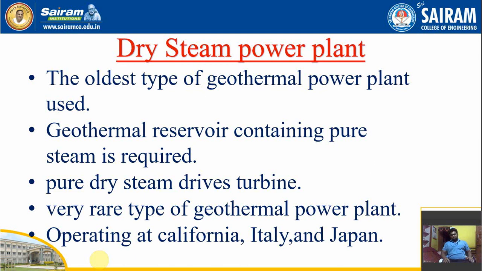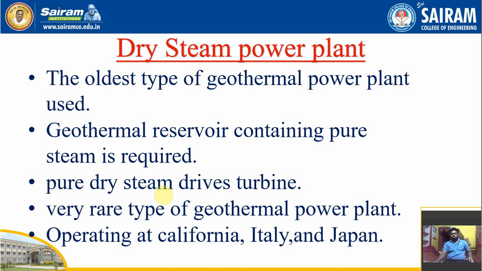So the first type of geothermal energy production generator is a dry steam power plant. This is the oldest type of geothermal power plant used. In this geothermal power plant, geothermal reservoirs containing pure steam are required. So, for the generation of electricity, pure steam energy is required for this dry steam power plant. The pure dry steam drives the turbine.